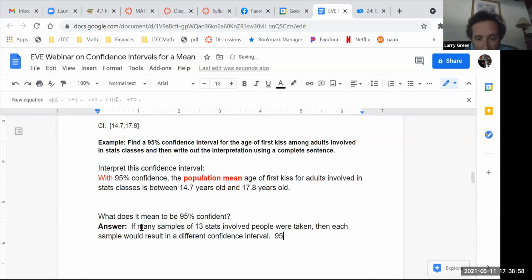95% of these confidence intervals will contain the true population mean age of first kiss for stats related people.